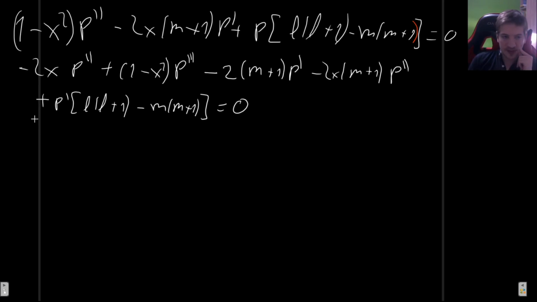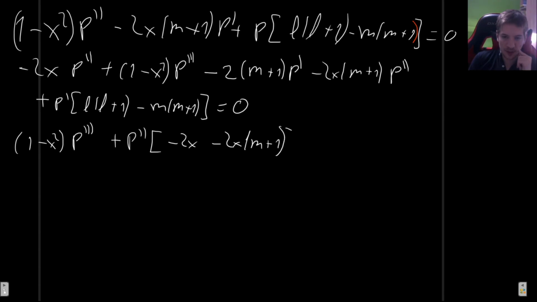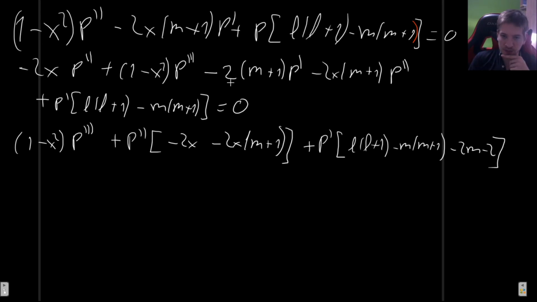Let's now rearrange this and try to make it look like what we had before. So we get 1 minus x squared third derivative. And what do we have with the second derivative? We have, let's see, plus p prime prime. And then we have minus 2x factor of m plus 1. And then we have just the p prime, which is going to be plus p prime times l plus 1 minus m plus 1 minus 2m minus 2, which comes from this part.